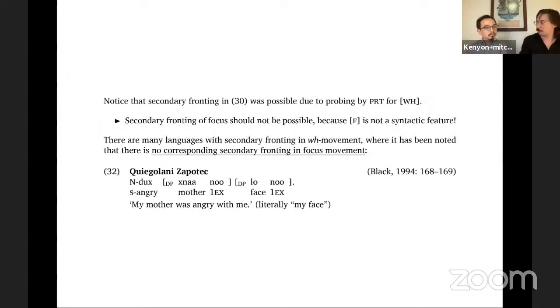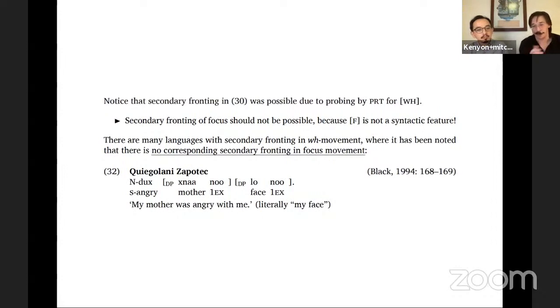Now, note, following everything I've said, that secondary fronting in 30 was possible due to probing by the particle for WH, for an inherent feature of the WH element of the possessor. So what we should expect is that secondary fronting of focus should not be possible because F is not a syntactic feature. The syntax just doesn't get to make reference to that information. So there are a lot of languages that have secondary fronting with WH movement where it's been noted that there's no corresponding secondary fronting in focus movement. So I'm going to use a Zapotec example to show you this.